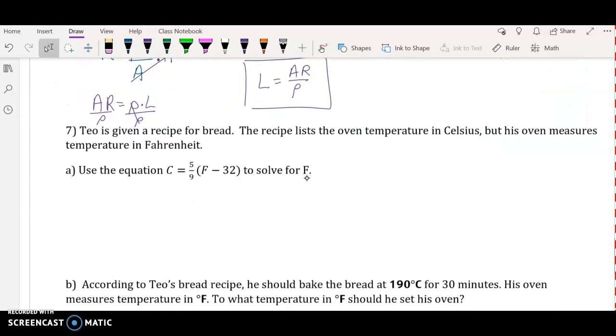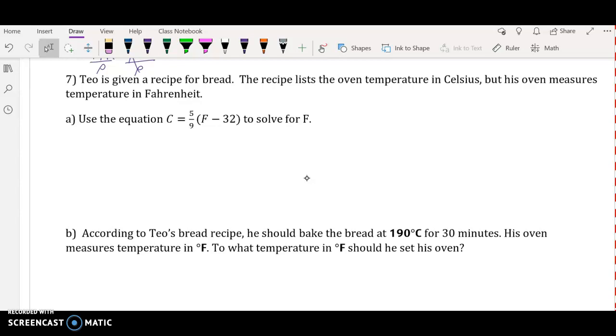And our last one here, Teo is looking for a recipe for bread, and now we're looking at maybe a British recipe or something. Everything else is in Celsius, but our ovens are in Fahrenheit. So that is an issue. We're going to try to convert between Celsius and Fahrenheit. So this is again maybe another formula that we're not as familiar with, so we are given it. We're going to use this to solve for F.